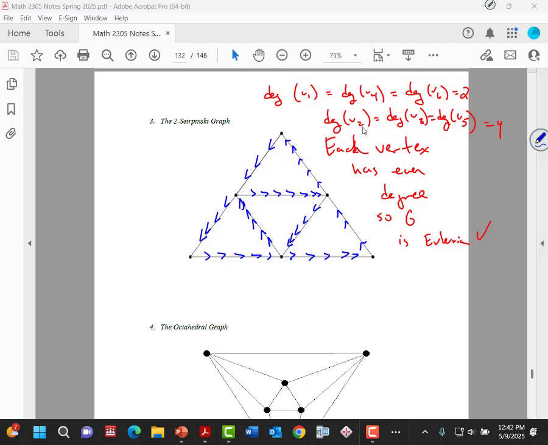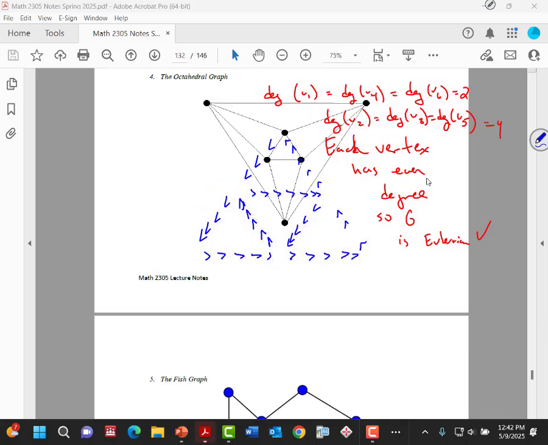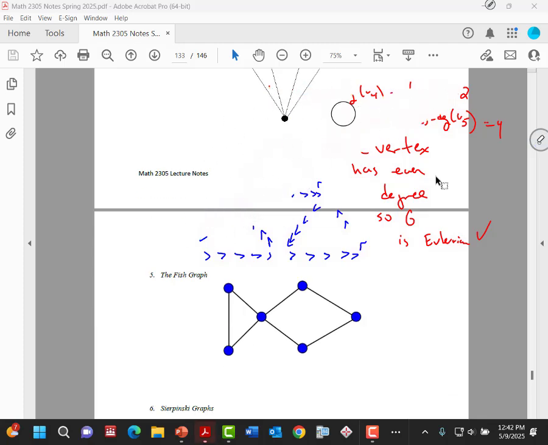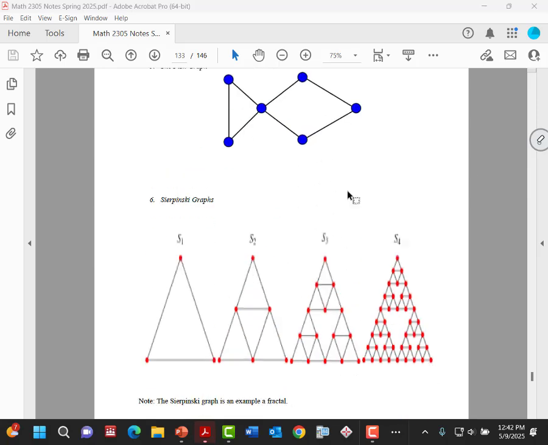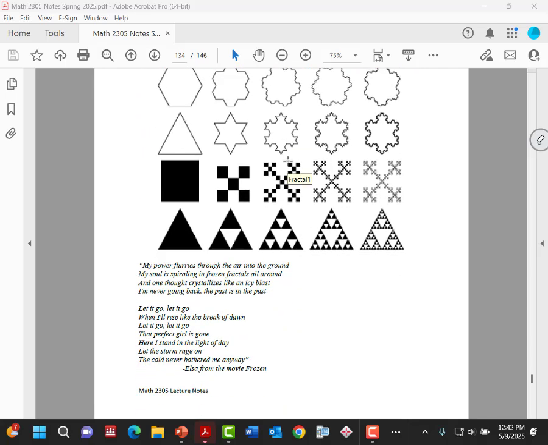Okay, let's skip the octahedral graph for the sake of time. And we'll skip the fish graph too. There are some fractals. You can read about that. It's pretty cool.